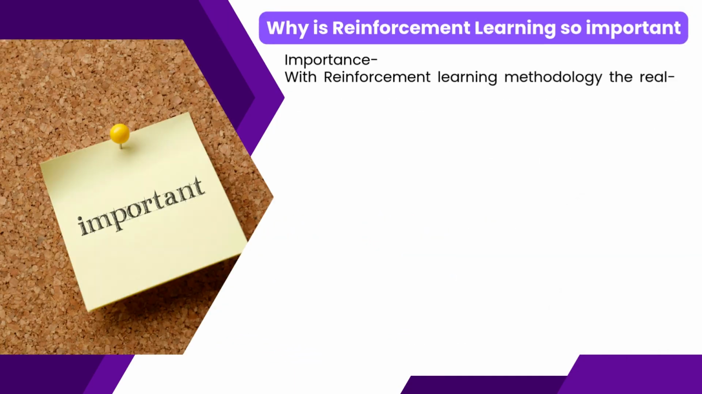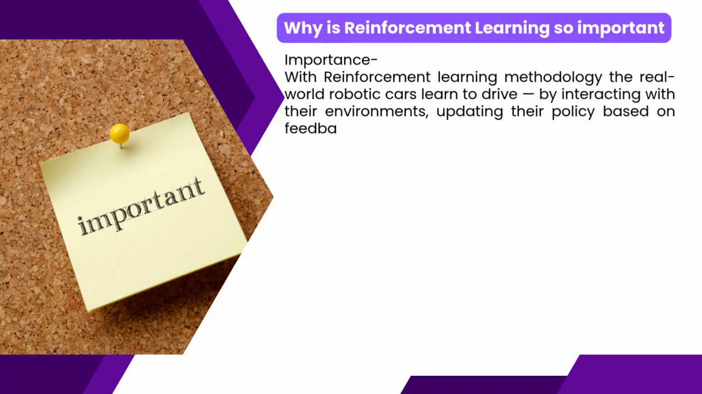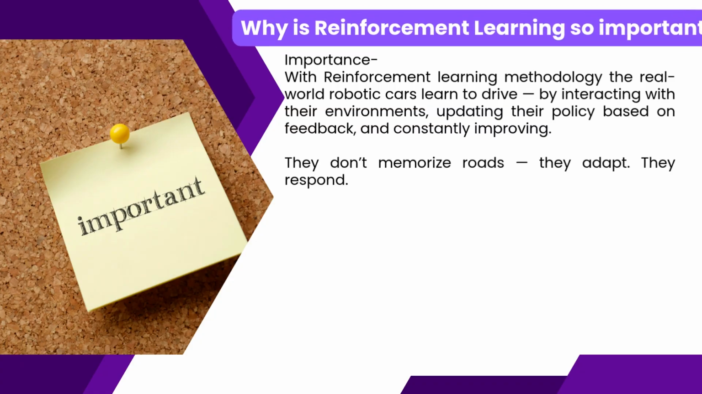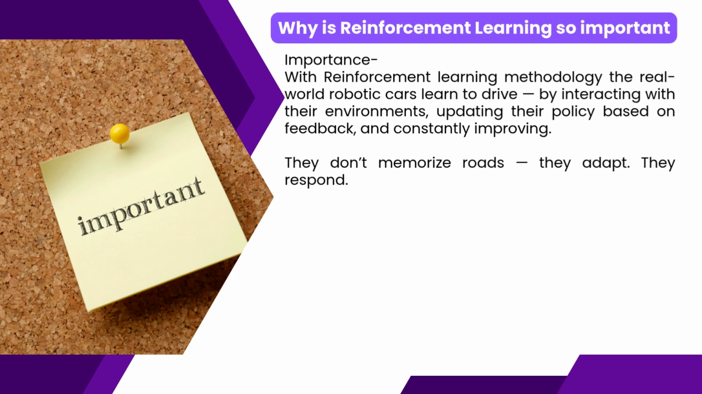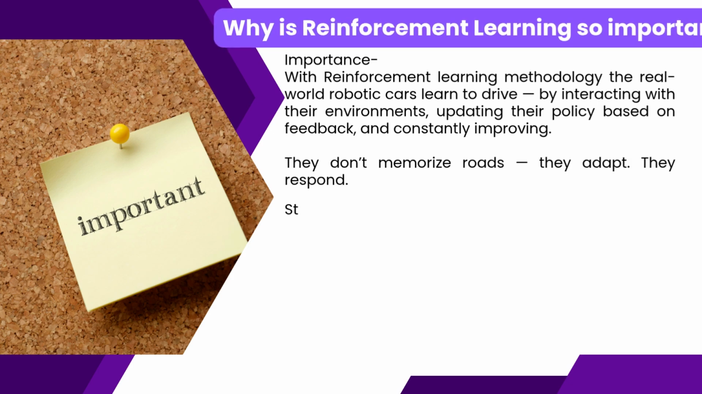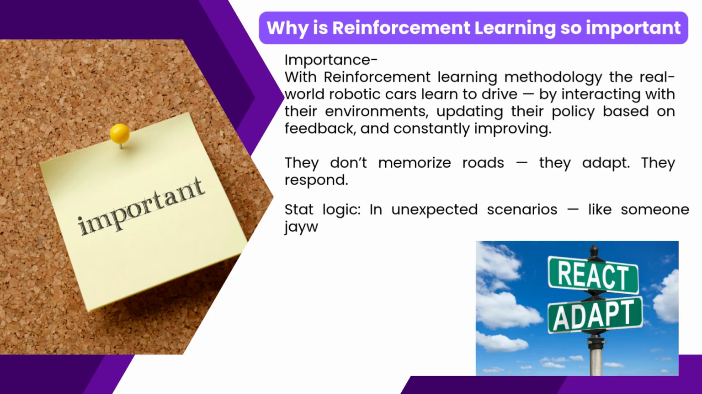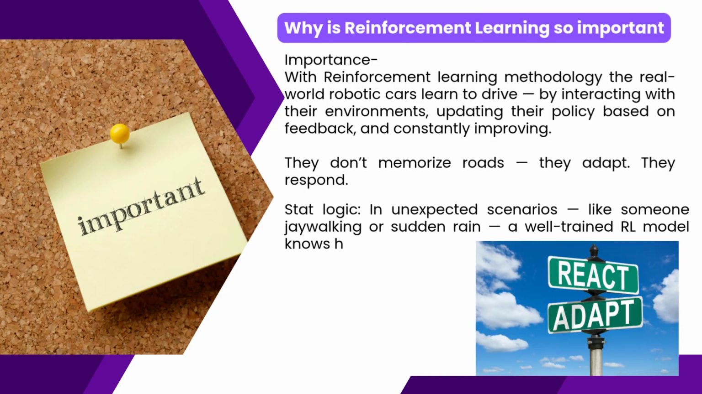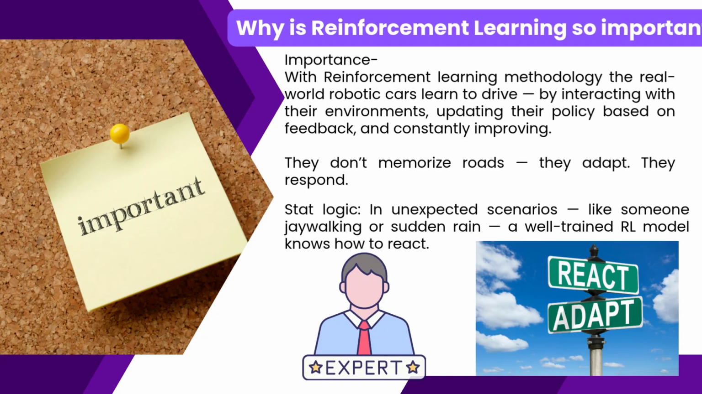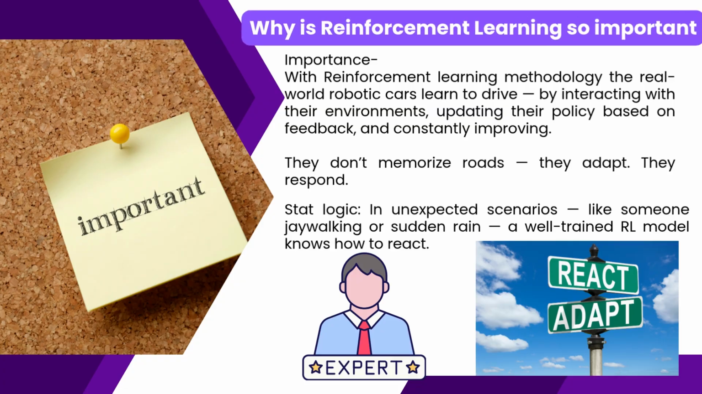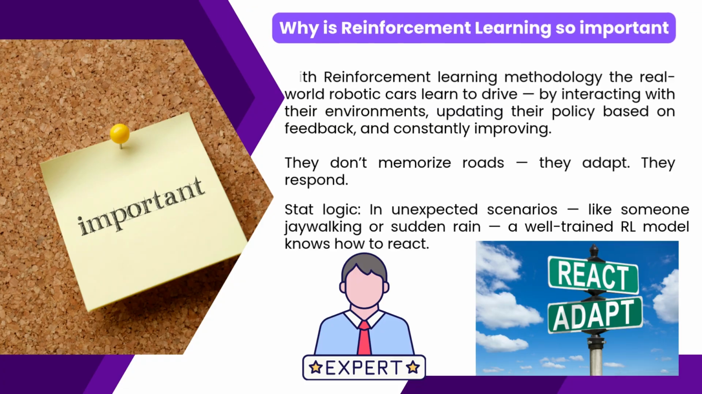So, why exactly is reinforcement learning so important? It's important because real-world robotic cars learn to drive by interacting with their environments, updating their policy based on feedback, and constantly improving. They don't just memorize the roads, they adapt, they respond. In any unexpected scenario, like someone jaywalking or sudden rain, a well-trained RL model knows how to react.